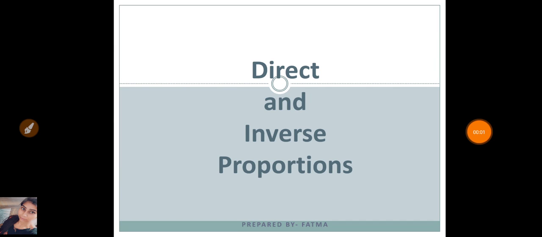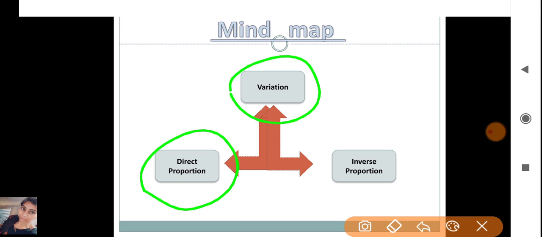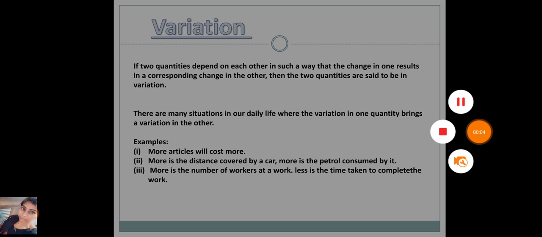Hey everyone, again we are back with the same chapter, direct and inverse proportion, and in the first video we have completed variation and direct proportion. In this video we are going to deal with inverse proportion. So let us start with inverse proportion.